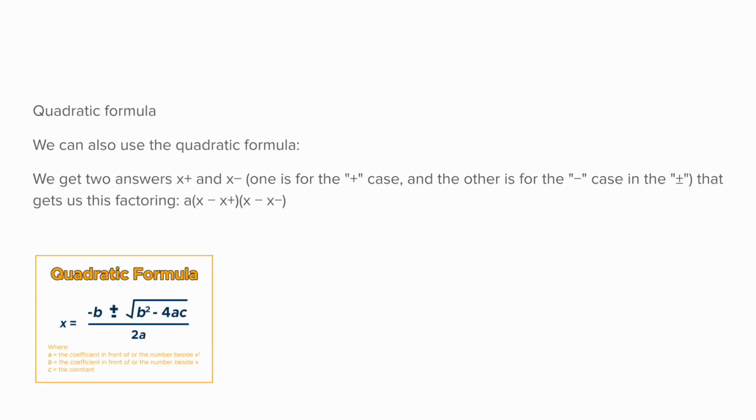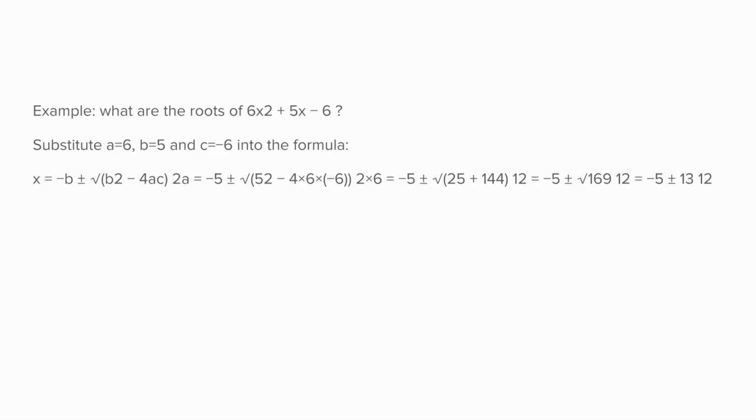We can also use the quadratic formula. The quadratic formula is x equals minus b plus or minus the root of b squared minus 4ac, over 2a. We can just substitute the numbers into this formula. So for example, what are the roots of 2x squared plus 5x minus 6? We can substitute a equals 6, b equals 5, and c equals minus 6 into the formula.